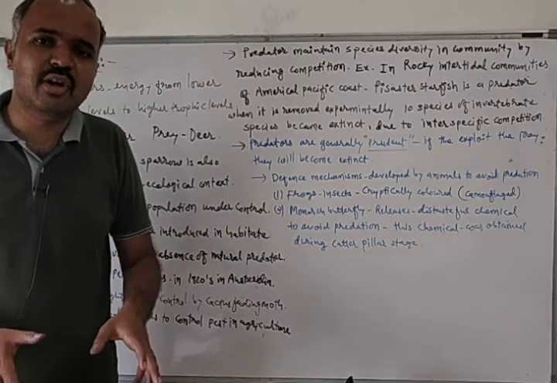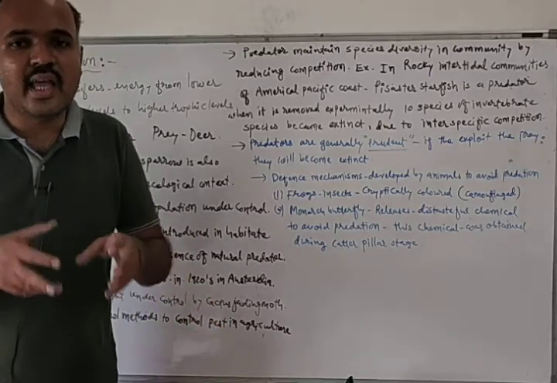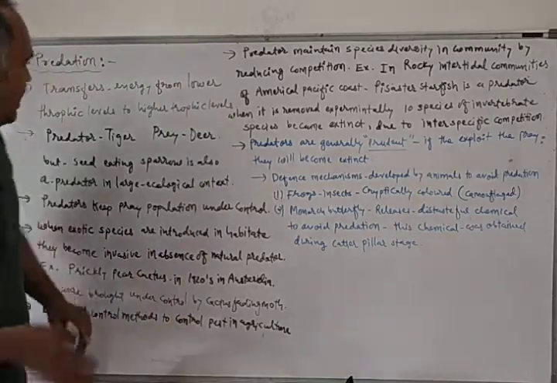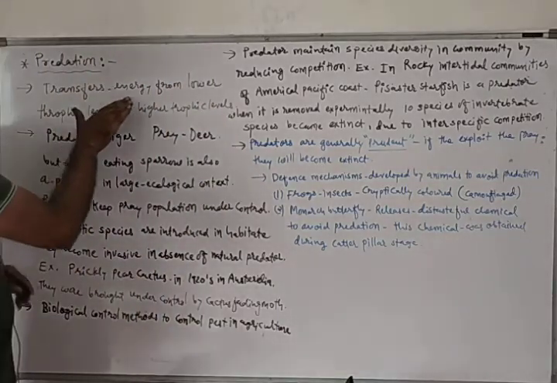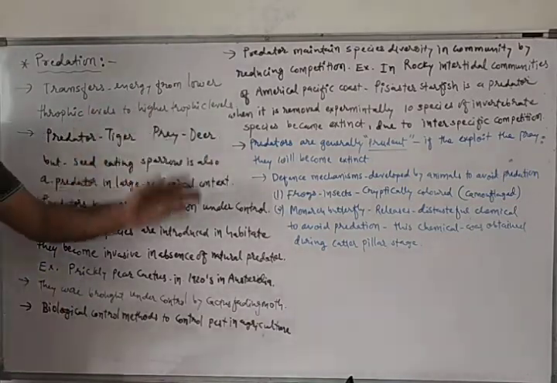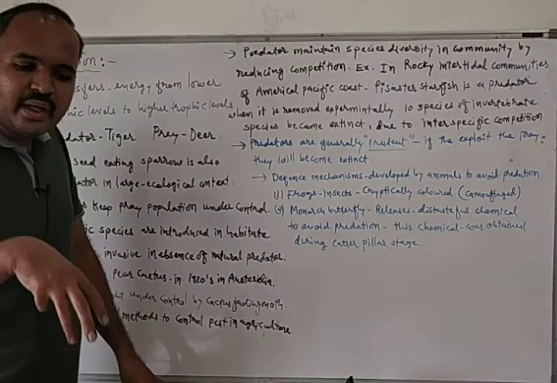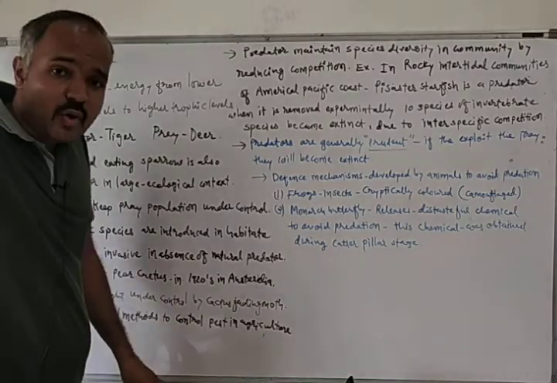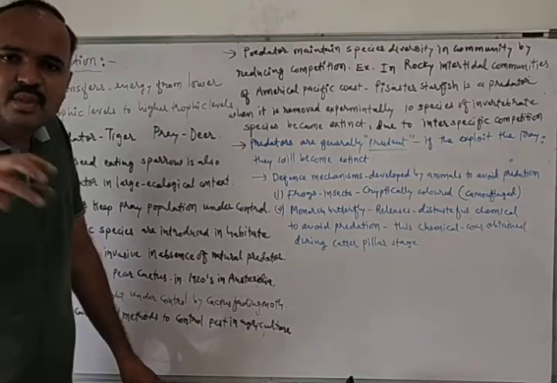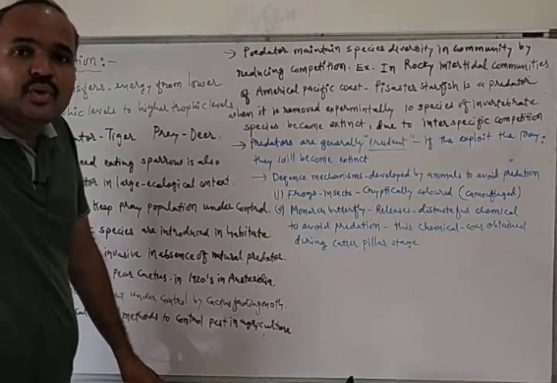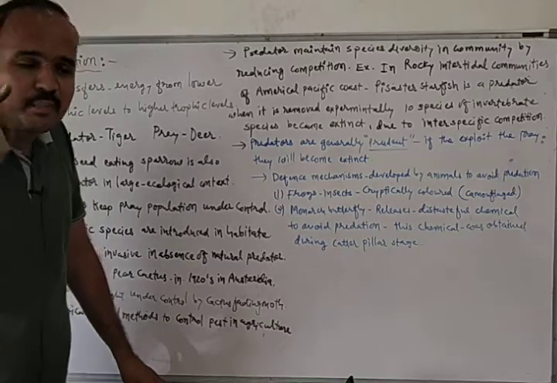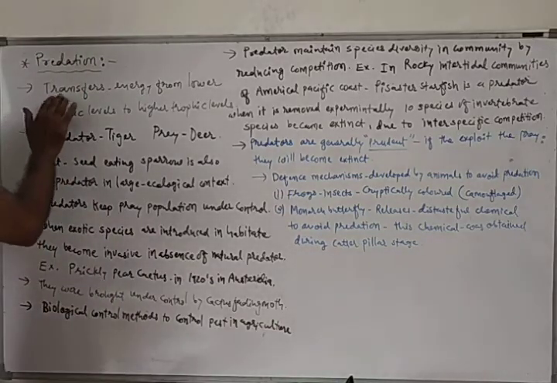If predation is not there, then the energy that is fixed by the plant cannot travel to the higher trophic levels. So predation helps in the transfer of energy from lower trophic level to higher trophic level. At lower trophic levels plants are there, and at higher trophic levels carnivores, top carnivores, are there. Energy fixed by plants cannot reach the top carnivore without predation. So this is the significance of predation.